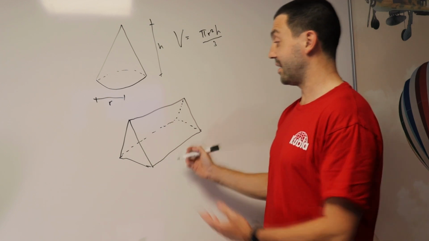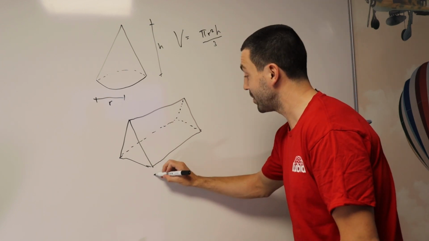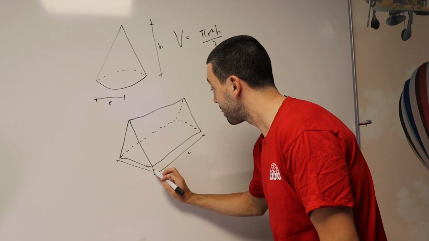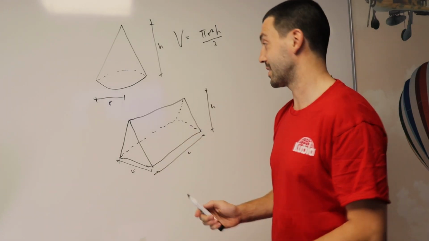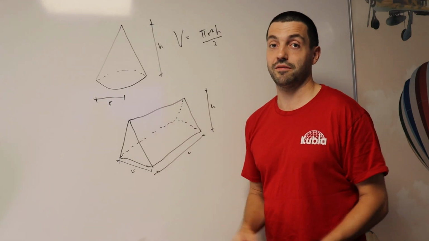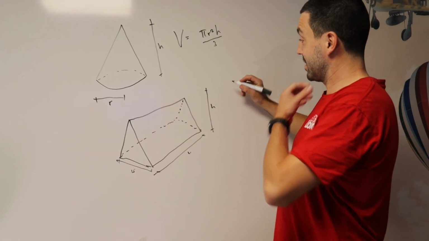So again, if we encounter this shape on site, we can measure the length, the width, and then the height. Again, super simple measurements to get. We can go on site, get these in a few minutes, and then we can calculate the volume.